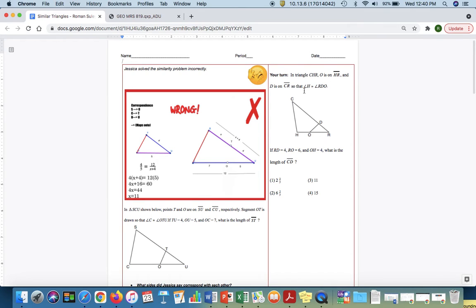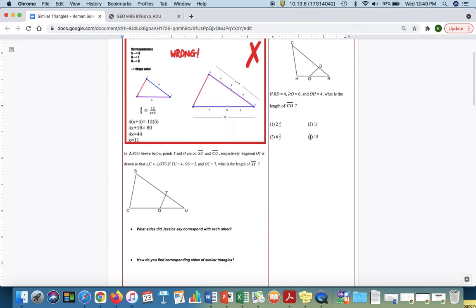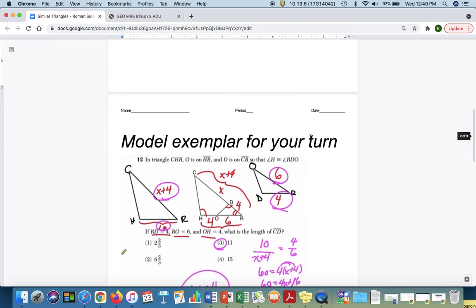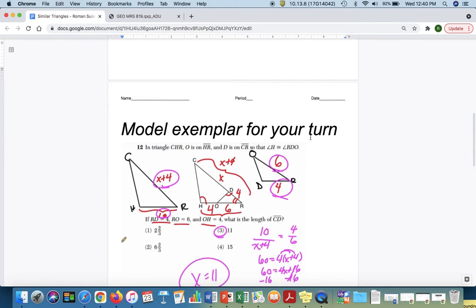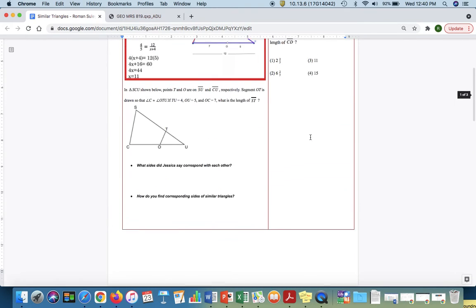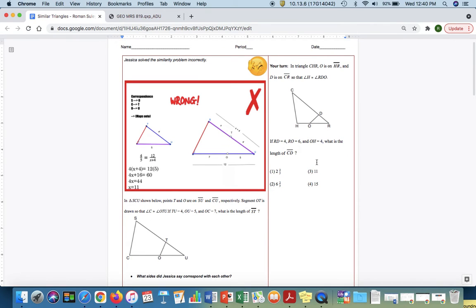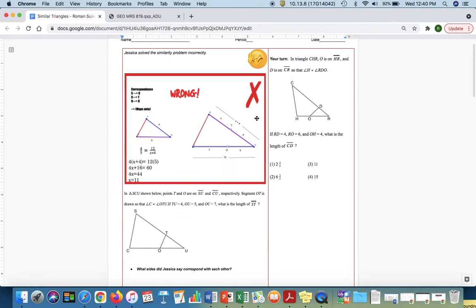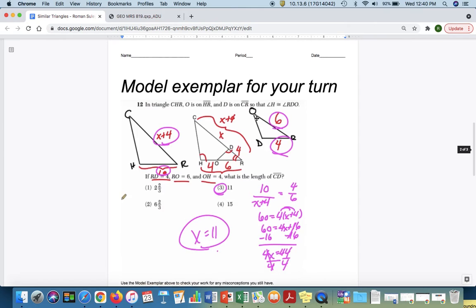So for the your turn question, if I slide down here, the next step would be for them to analyze a model exemplar, right? And if I go back up here, we'll see it's the same exact question. So they're going to take a look at their work versus the model exemplar. And in this case, the model exemplar has the correct answer in here.